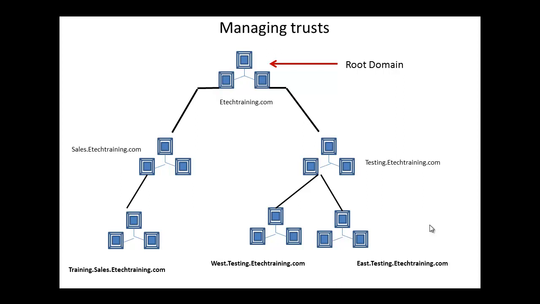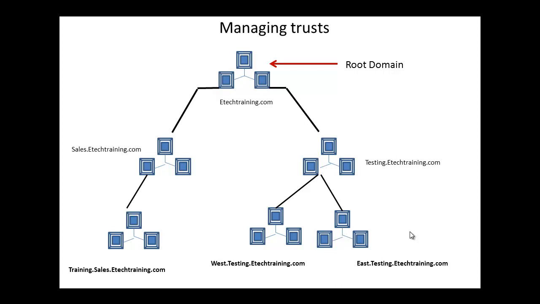By default, Active Directory trusts are what we call transitive trusts. So when the trust is created, when you create the domain, if you have multiple domains, by default, domain A will trust domain B, and domain B will trust domain C, and domain C will trust domain B. So it's a two-way trust where the domains trust each other.